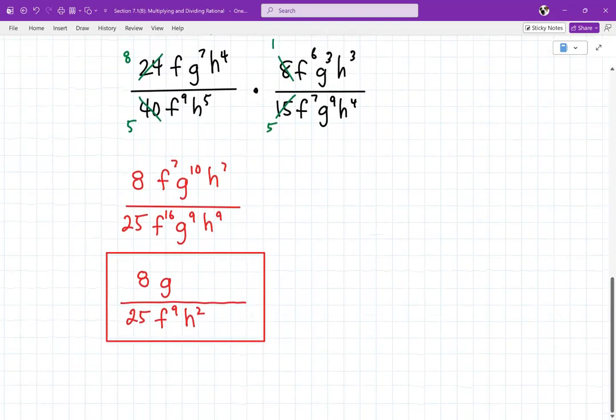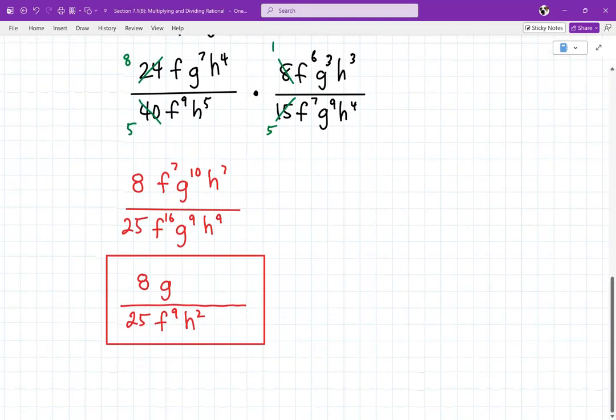You just be a little patient, take an extra step here and there, write out your work so you can make sense out of it instead of just rushing through it, right? We don't want to just rush through it because then that's when mistakes happen. So we'll do one more example.